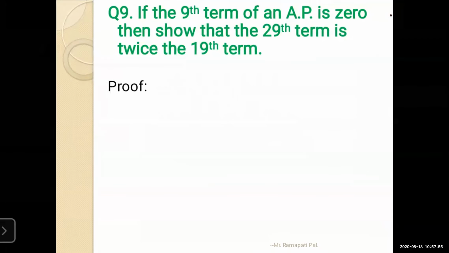Okay, now visible. Okay, good. Let's start now.